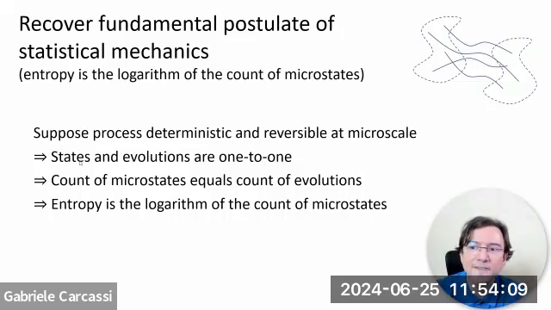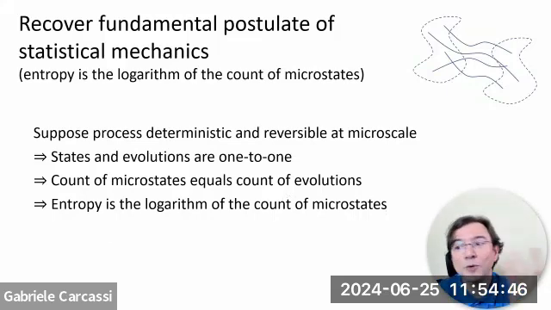Then at a microscale, states and evolution are one-to-one. For each state, I have one evolution. For each evolution, I have a state, because it's deterministic and reversible. Then the count of microstates equals the count of evolutions. Therefore, the entropy is the logarithm of the count of microstates. So our process entropy recovers the fundamental postulate of statistical mechanics if we're restricting ourselves under the assumption that the evolution at a microstate is deterministic and reversible, which is quite often what's being done in classical statistical mechanics.